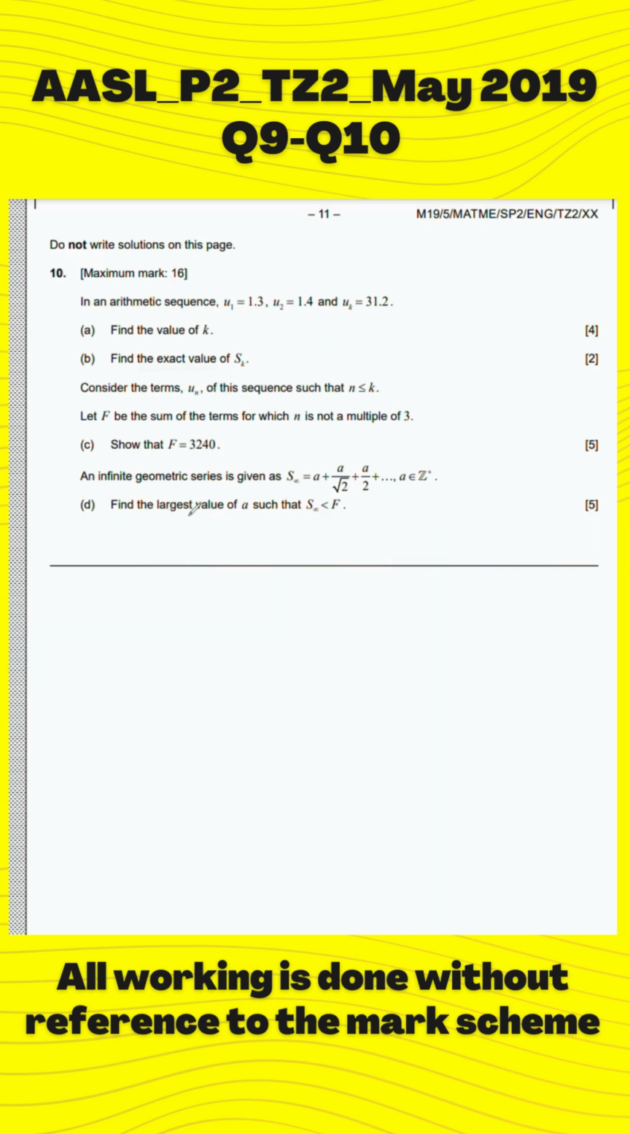Find the largest value of A such that the sum to infinity of this geometric sequence must be smaller than F. So the first term here is A, and the common ratio will be this one divided by this one, which is 1 over square root of 2. So the sum to infinity will equal the first term divided by 1 minus the common ratio, and this must be smaller than F. So this minus 3240 smaller than 0.